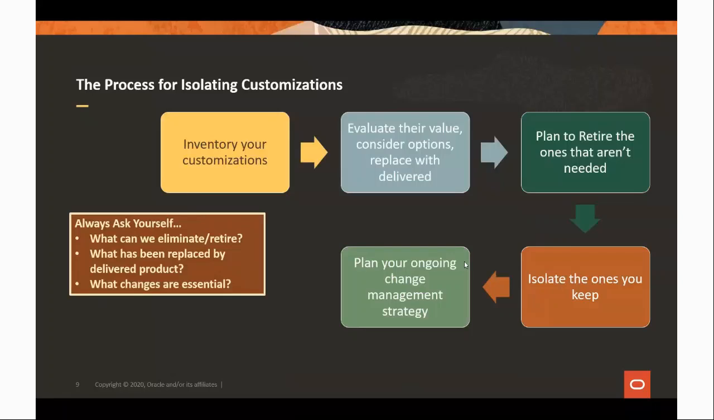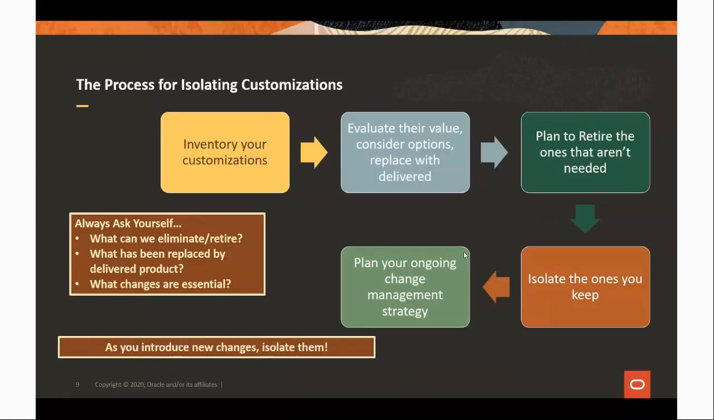a different way. So then, once you have those essential requirements that you say, these are really important to our business, we want to keep these, that's when you look at isolating the ones that you want to keep. Once you've got that list, and I'll talk in a minute about how you go about doing that, then you want to plan your ongoing change management strategy. So, for example, you're still going to want to keep a catalog of everything that you're doing, whether it's isolated or not. And also think about, as you introduce new changes, do them in a way that keeps them isolated.